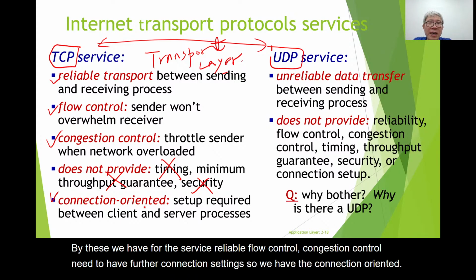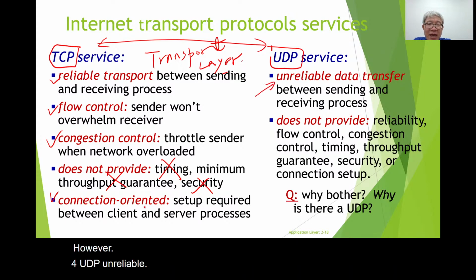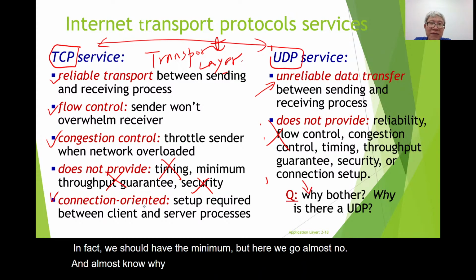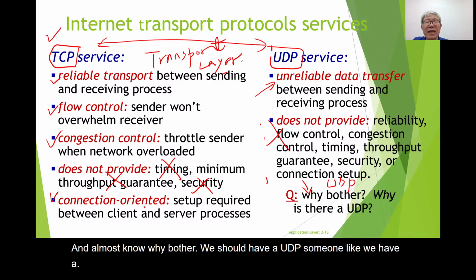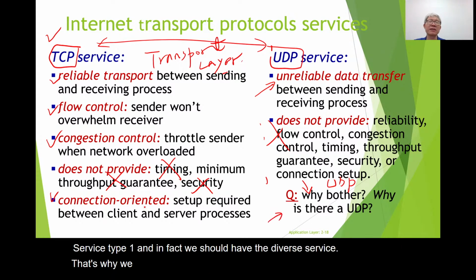However, for UDP, unreliable, and anything else, almost no. In fact, we should have the minimum one, but here we go, almost no. And almost no, why? Why bother to have UDP? Something like service type 1, and in fact, we should have diverse services. That's why we have UDP.